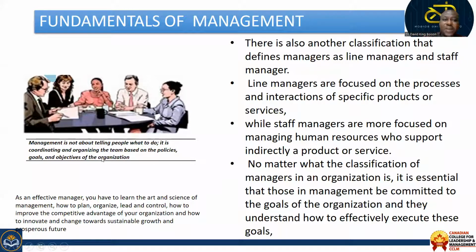It said, management is not about telling people what to do. It is coordinating and organizing the team based on policies, goals and objectives of the organization. So you don't tell people what to do, but you coordinate the activities and then you organize them. And these organizations are based on policies, but the policies actually come from the vision and the mission of the organization that has been trickled down into policies.